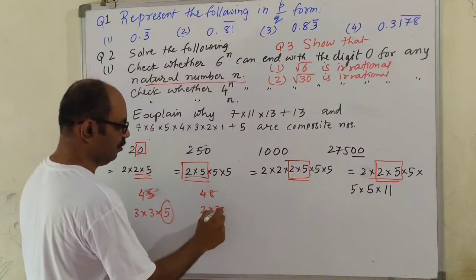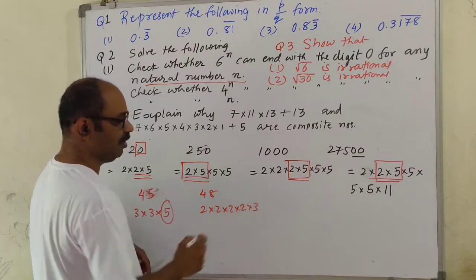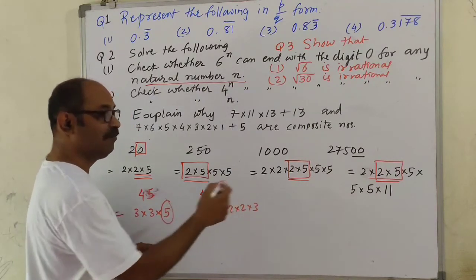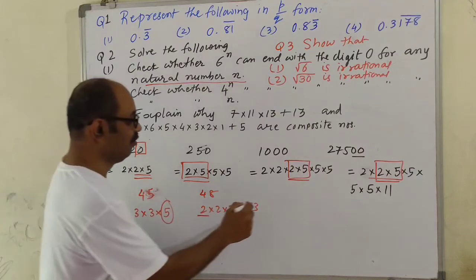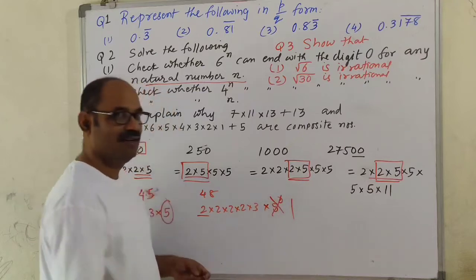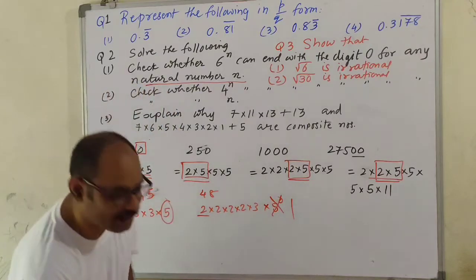48: 2 into 2 into 2 into 3. These are the prime factors of 48. उसमें 2 है, but 5 is missing. Children, don't pick that concept 5 raised to 0. 5 raised to 0 means 1. 5 है ही नहीं. Are you getting me?